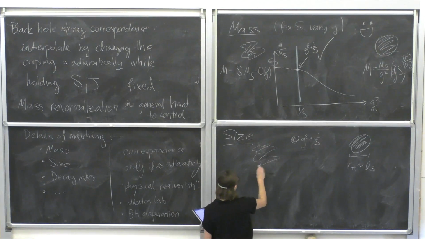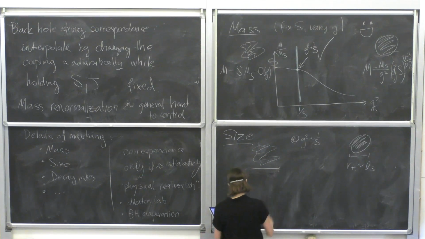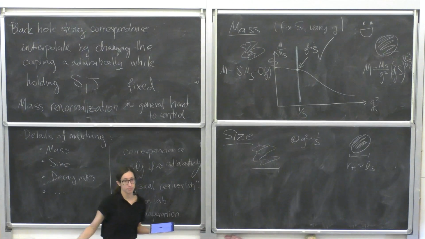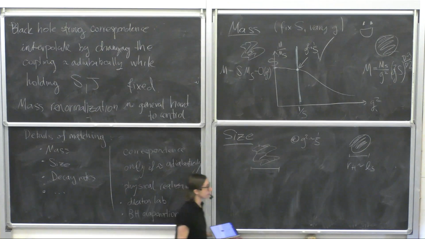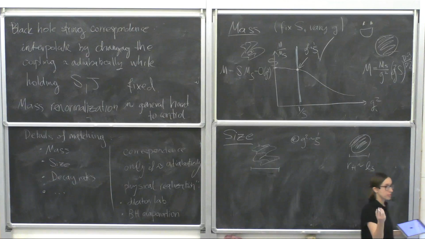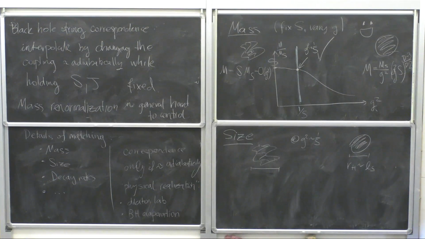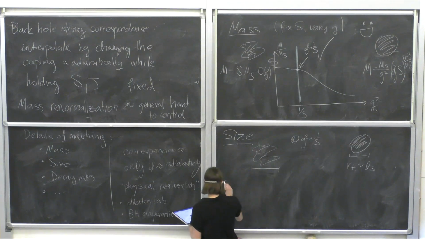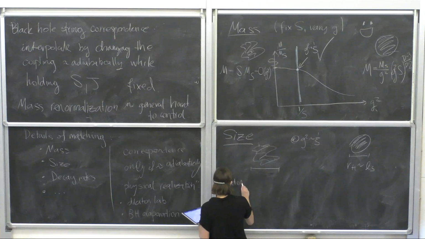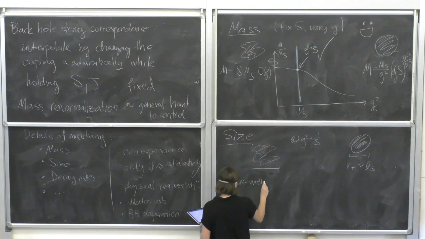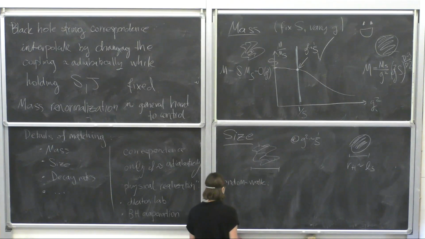But what about the string size? So we start out with a free string, then we turn on the coupling. What can a free string do? It has oscillators. These oscillators can do some jiggly motion. So they do some kind of random walk type motion. So this is how I can model a string, the oscillators of a string.